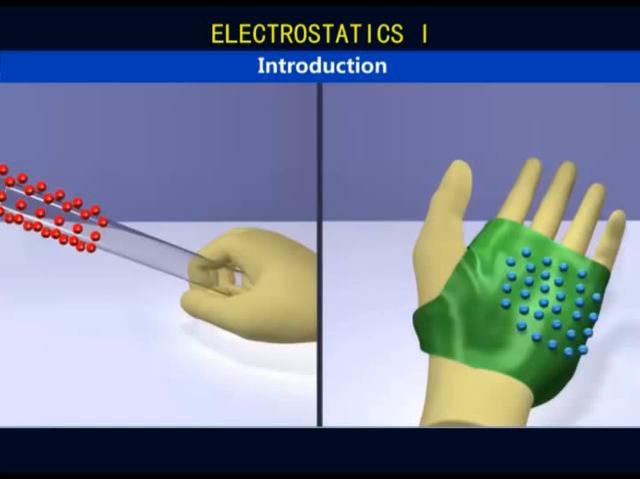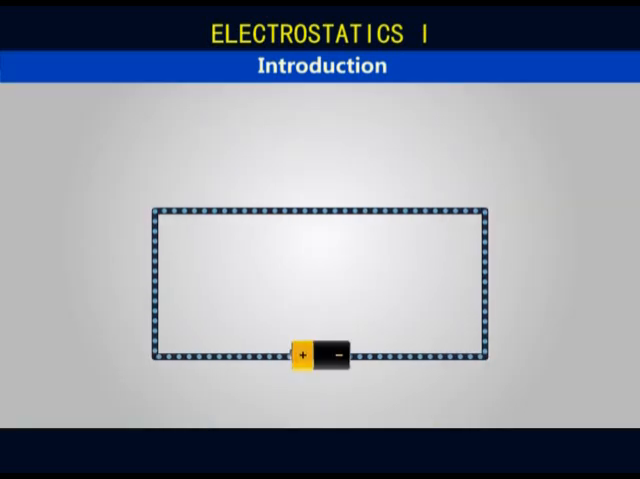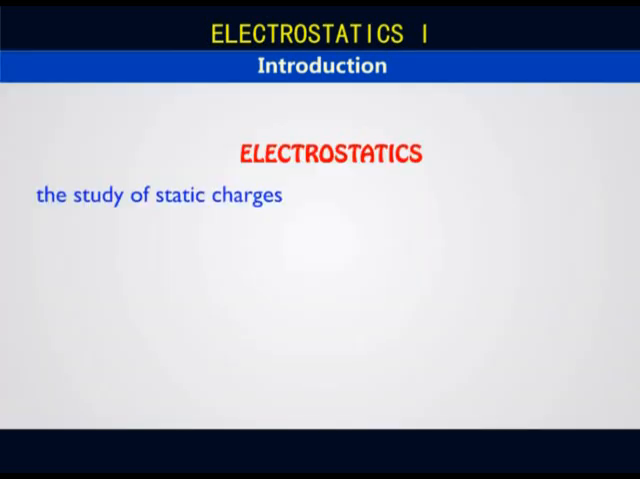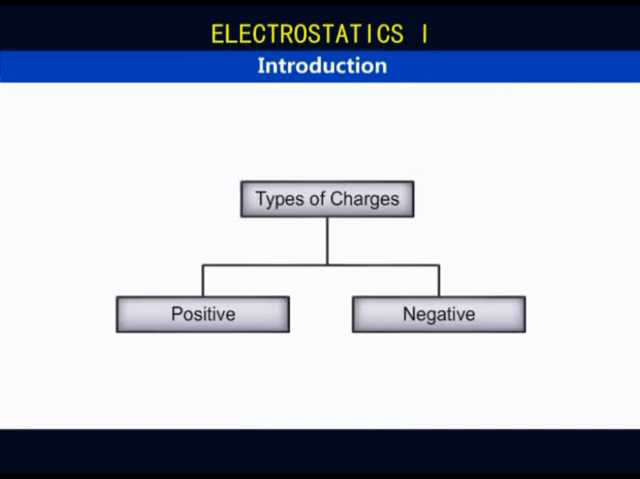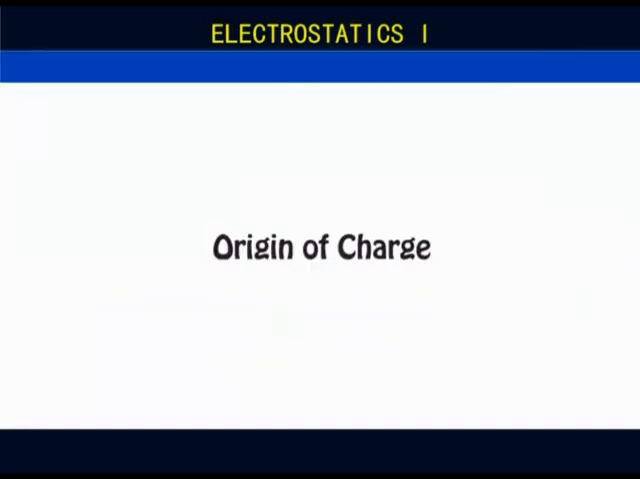They are different from those in an electric circuit. The study of static charges is called electrostatics. There are two types of charges in nature, positive and negative. So, where does charge come from? Let's look at the origin of charges.